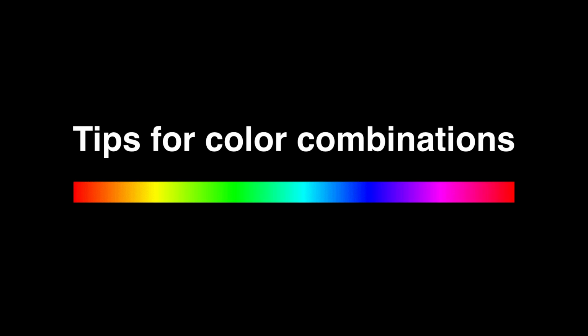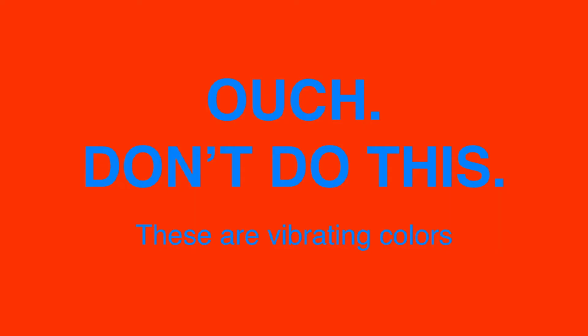Now let's get into some tips for choosing color combinations. This is an example of vibrating colors. It happens when you put 2 high contrast colors together. Other examples might be blue and pink, green and orange, or red and purple. You want to avoid using these color combinations for a good user experience.